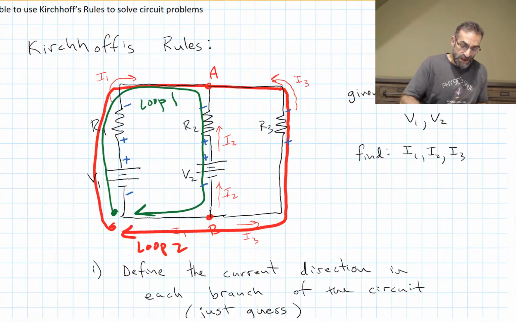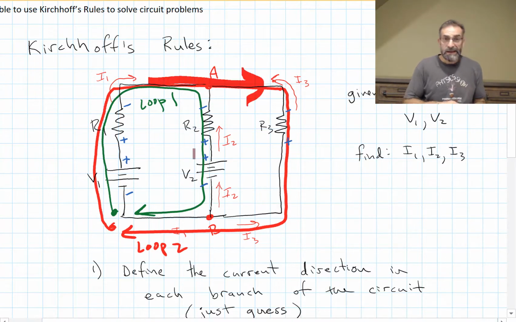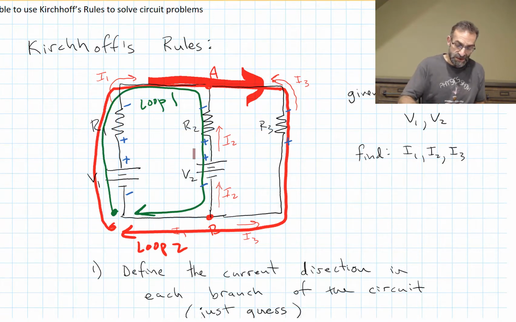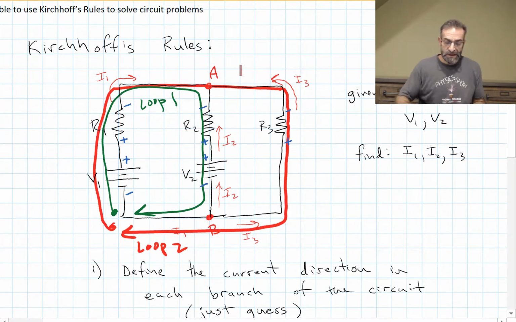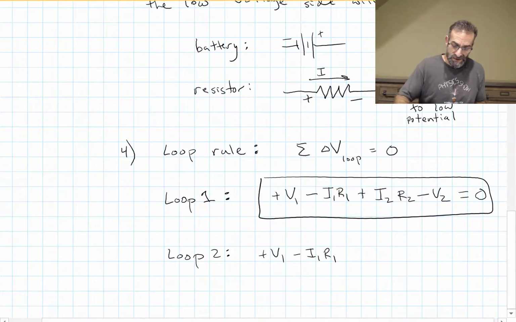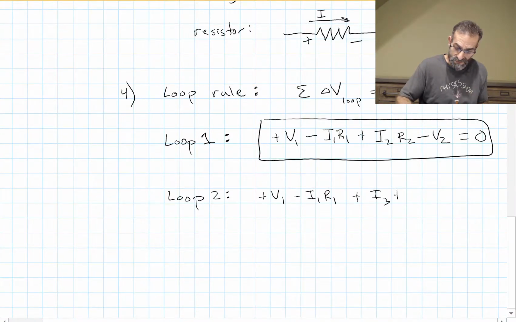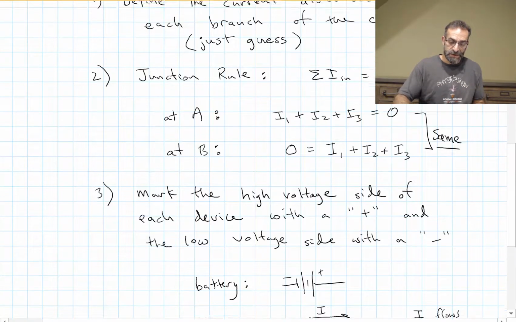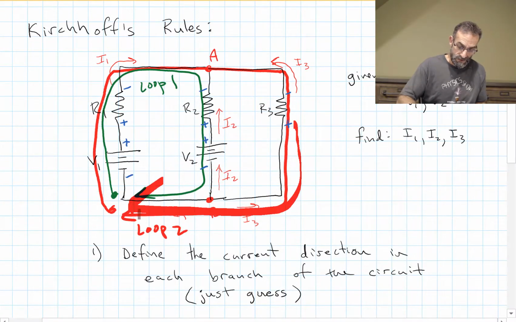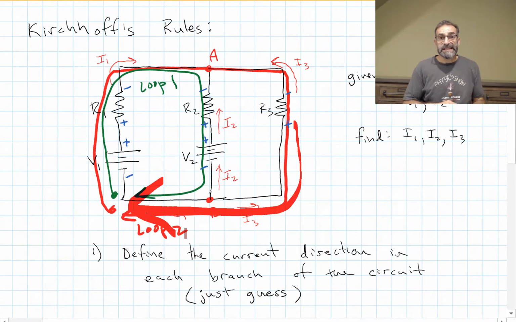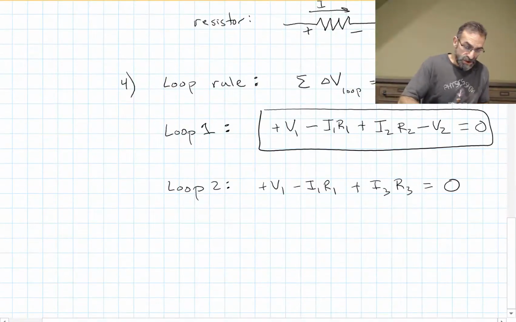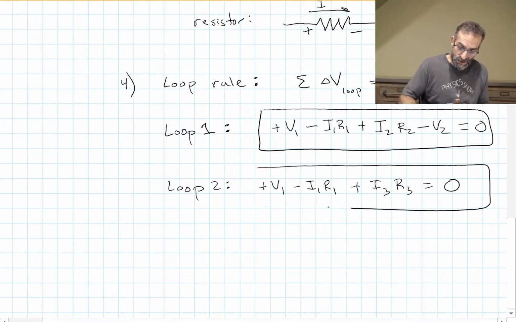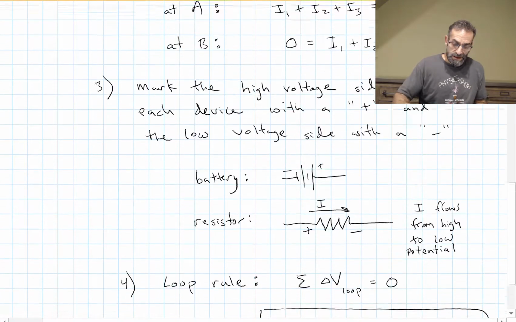Now I come this way, and I encounter resistor R3. I'm going in the low potential side, coming out the high potential side. So that's a rise. And then I go back to the battery without encountering any more devices. So here are two equations, loop 1 and loop 2, and a junction.